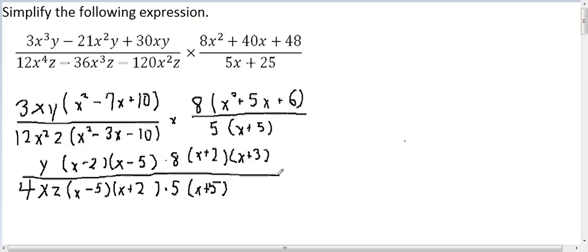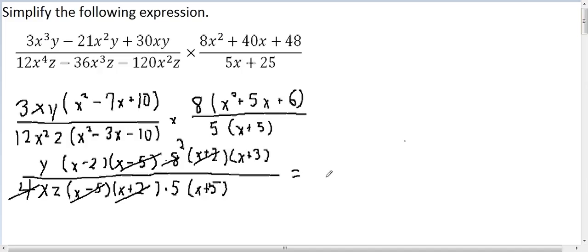Now we can go ahead and just cancel any common factors. So if I look at what we have in the numerator and the denominator, I first see that we have 4 and 8 here. 4 divided by 4 is 1, 8 divided by 4 is 2, and let's see, we got x minus 2 and x minus 2, so we can cancel them out. And let's see, we got x minus 5, and that should be it.